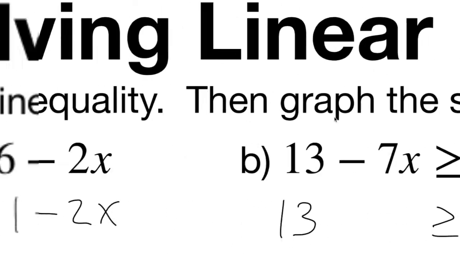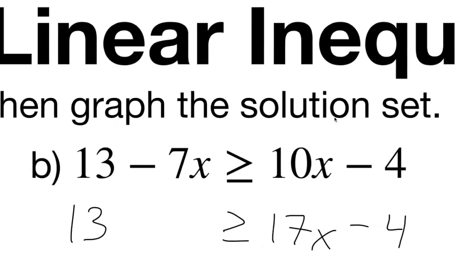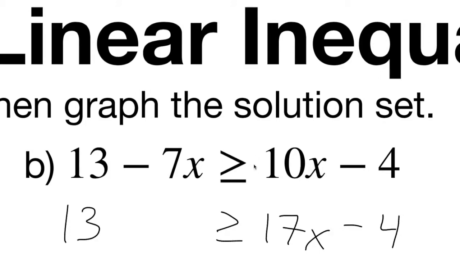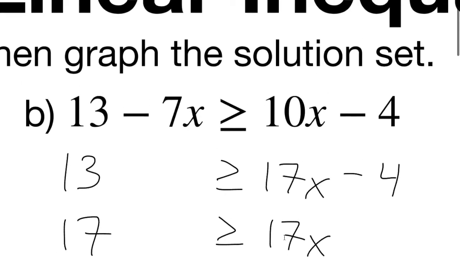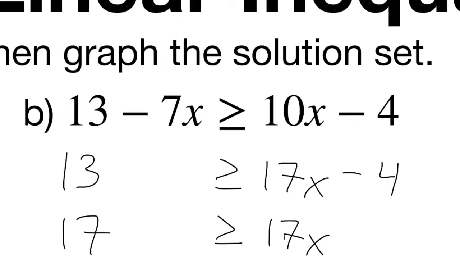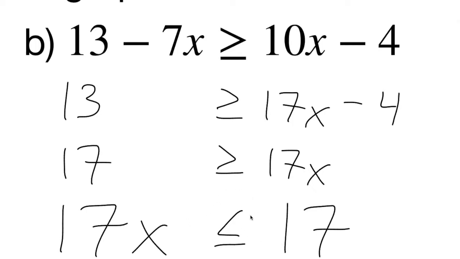Next example. Example B. Notice it's very similar, except we've got a greater than or equal to symbol. So when we add 7x to both sides, we get 17x. When we add 4 to both sides, we get 17 is greater than or equal to 17x. And then what I'm going to do right here is flip it around. I'm going to change it so that it's a lot easier to graph things when the x variable is over here.